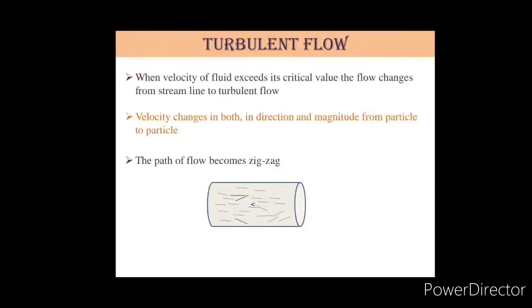Next, we will go for the turbulent flow. When the velocity of fluid exceeds its critical value, the flow changes from streamline to turbulent flow. The velocity here changes in both direction as well as in terms of magnitude from particle to particle. So we get the zigzag flow in turbulent flow.